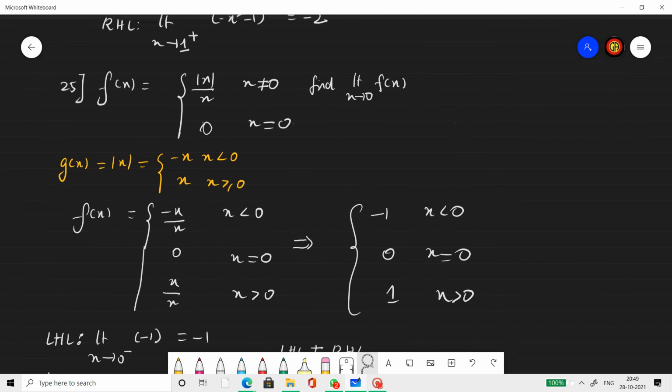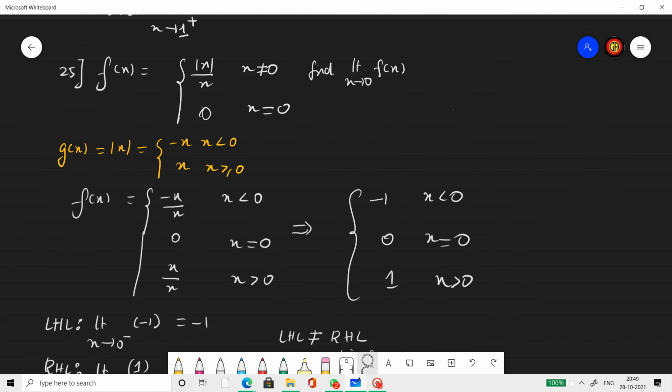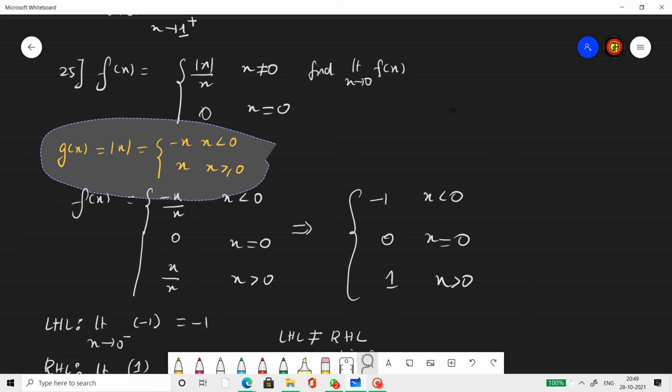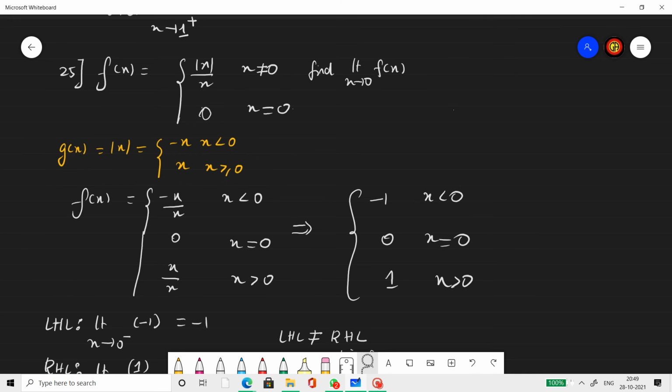Now, next question. The 25th one, where the question is f of x equals mod x divided by x, where x is not equal to 0, and 0 when x equals 0. See here, it is a combination of two functions. One is x, another one is mod. But we have to understand mod separately in order to find f of x properly. So what is a mod function? Mod signifies that the y value is always positive, whatever be the x value. That is what mod signifies.